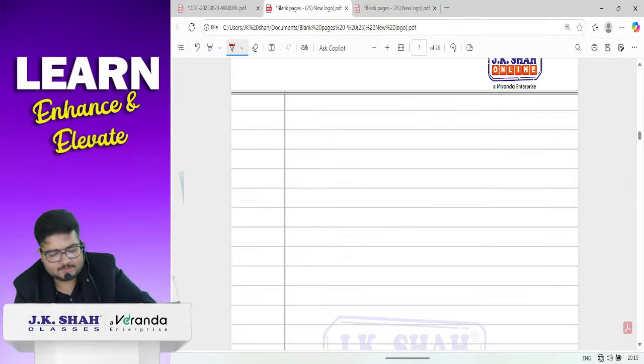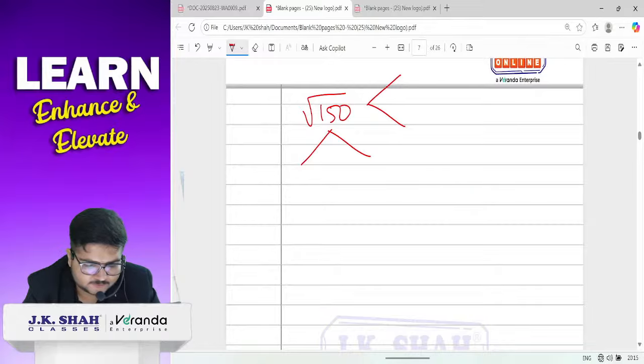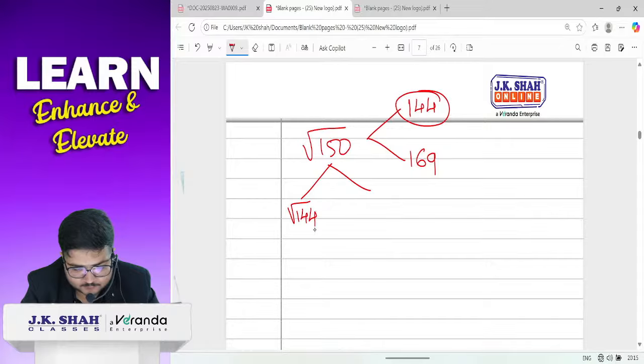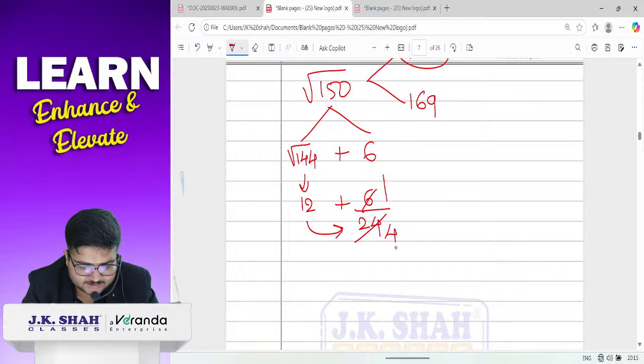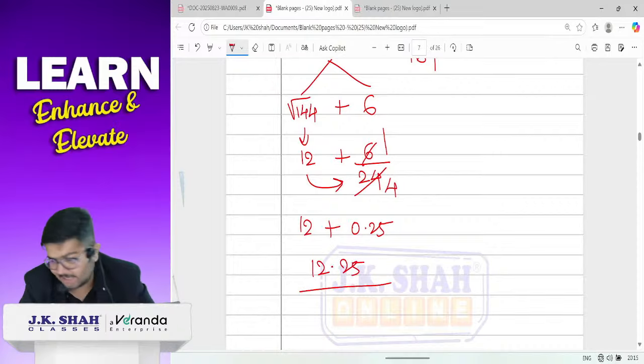One more sum I will teach you of a 3-digit number. So tell me, 150 comes between which two perfect squares? 144 and 169, right? Now which is the closest one? It is 144. So root 144 plus 6. Now you have to solve this. Answer of this is 12. 12 plus 6. 6 upon 12 ka double is 24. 6 ones are 6, 6 fours are 24. 12 plus 1 upon 4, that is 0.25. That is 12.25. Any doubts?